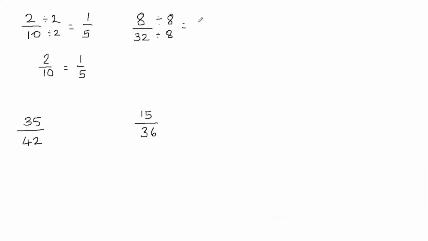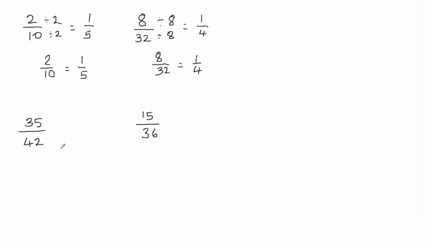8 divided by 8 is equal to 1, and 32 divided by 8 is equal to 4. So 8 over 32 can be reduced to 1/4, and these are equivalent fractions. So I can write that 8 over 32 is equal to 1/4, and I know that I cannot reduce this fraction anymore because we cannot divide 1 and 4 by any other number other than 1.